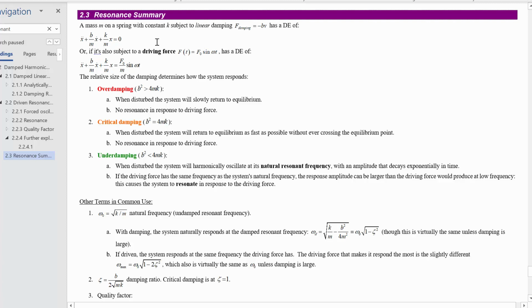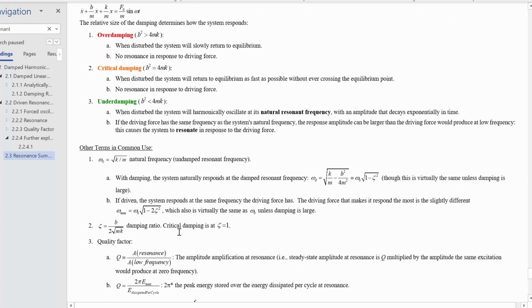Hi, I'd like to give a little bit of an addendum on the resonant system and the frequencies that we were looking at in this last setup. There are a few different frequencies that we had. Omega naught, root k over m, is the natural frequency. This is the frequency it would have if there was no damping.